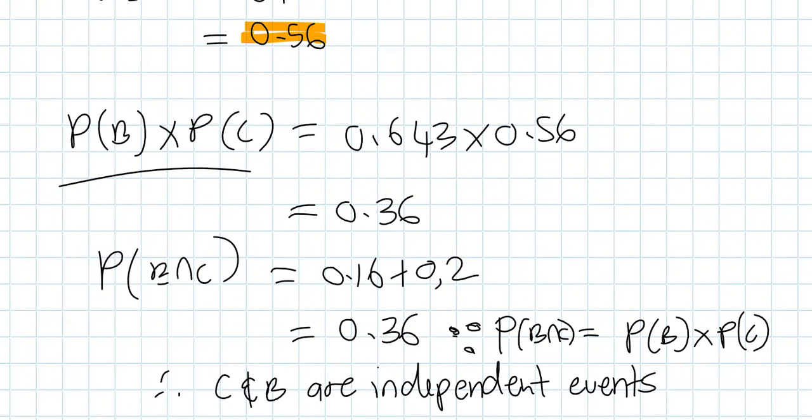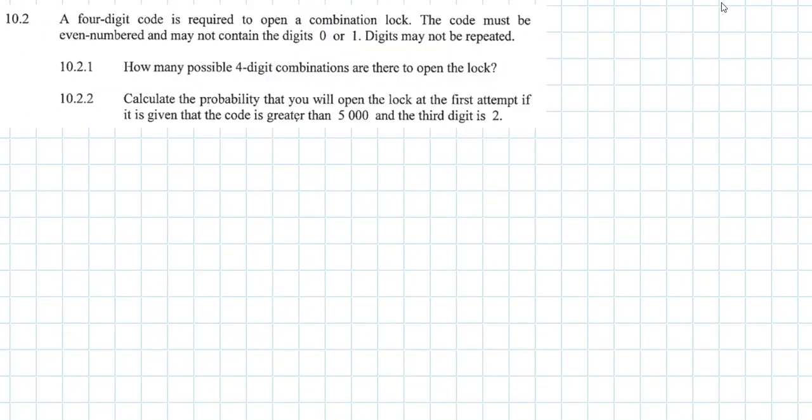Okay. A 4-digit code is required to open a combination lock. The code must be even numbered and may not contain 0 or 1. And digits may not be repeated. So non-repeat situation. How many 4-digit combinations are there to open the lock?